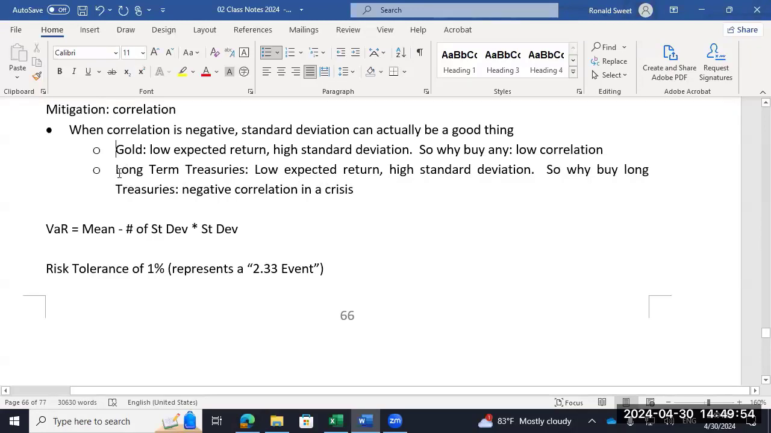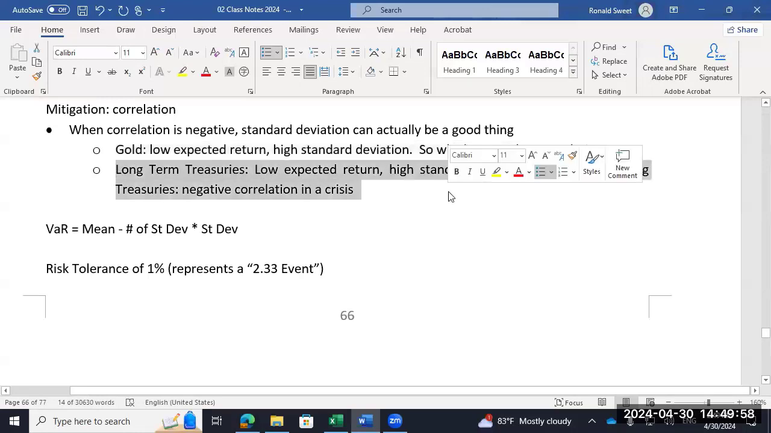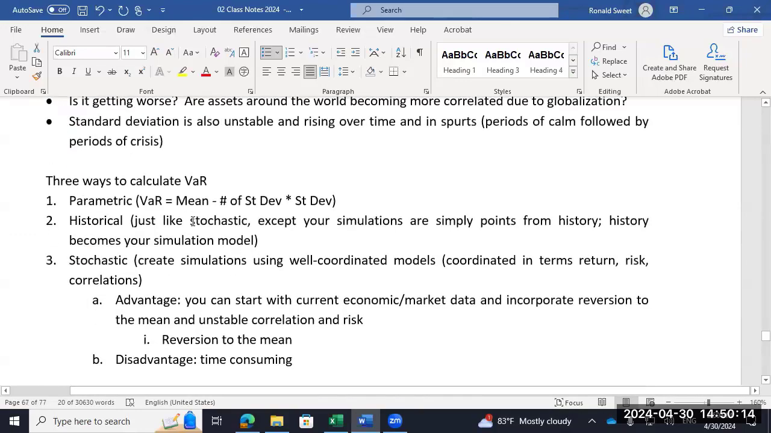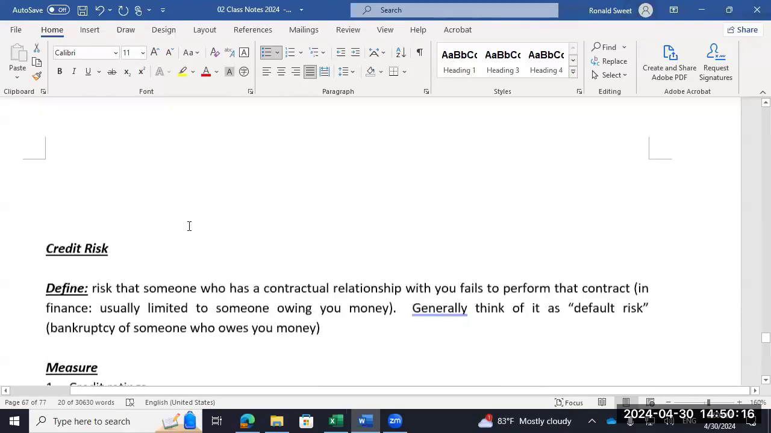So gold doesn't work all that well in certain times when you want it to. Long treasuries work well unless inflation's a problem. So long treasuries would have helped you a lot in the 2008 crisis. They were up like 60%. That would have been good protection when everything else was crashing. In 2022, it didn't work at all. I'm going to skip through to the next risk because I think we've talked about that.